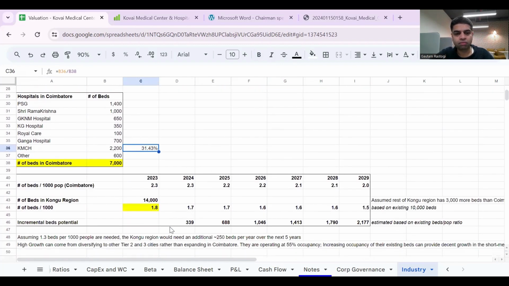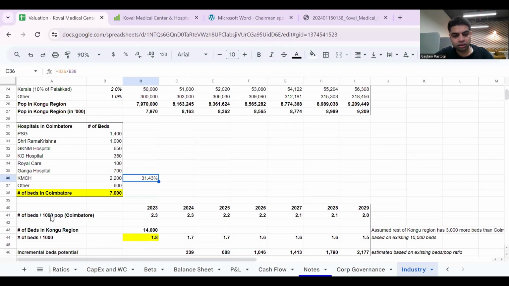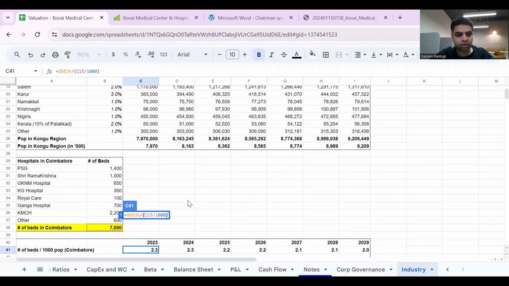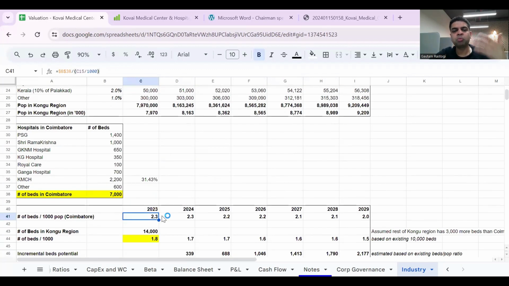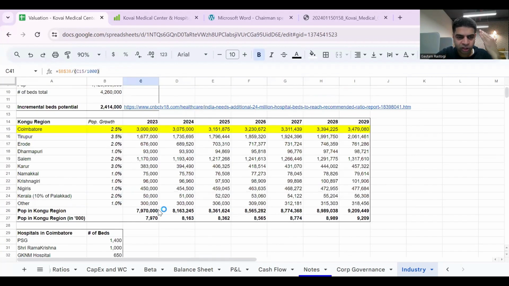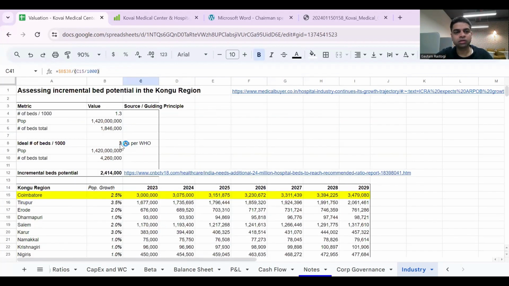Now, if you look at the number of beds per thousand population in Coimbatore, the math works out to around 2.3. So 2.3 beds per thousand population in Coimbatore. How did we do that? 7,000 divided by 30 lakh, divided by 1,000. So that's how we got to 2.3. The WHO recommended average is 3.